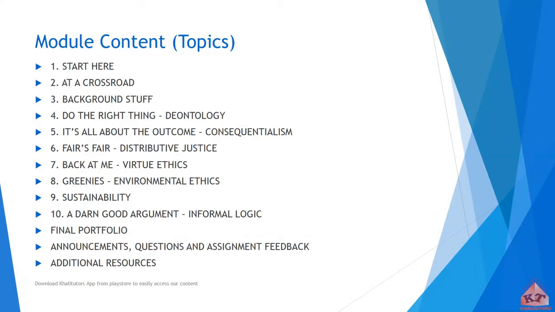Okay, once you're done with that, you'll read some background stuff that's not really important, and then you will get your first set of notes. That's deontology. Okay, do the right thing, deontology. That's the first topic that will be covered in this module. The second topic will be on consequentialism. The third topic will be distributive justice. The fourth topic will be virtue ethics. The fifth one will be environmental ethics. The sixth one will be sustainability. And the last one will be on informal logic.